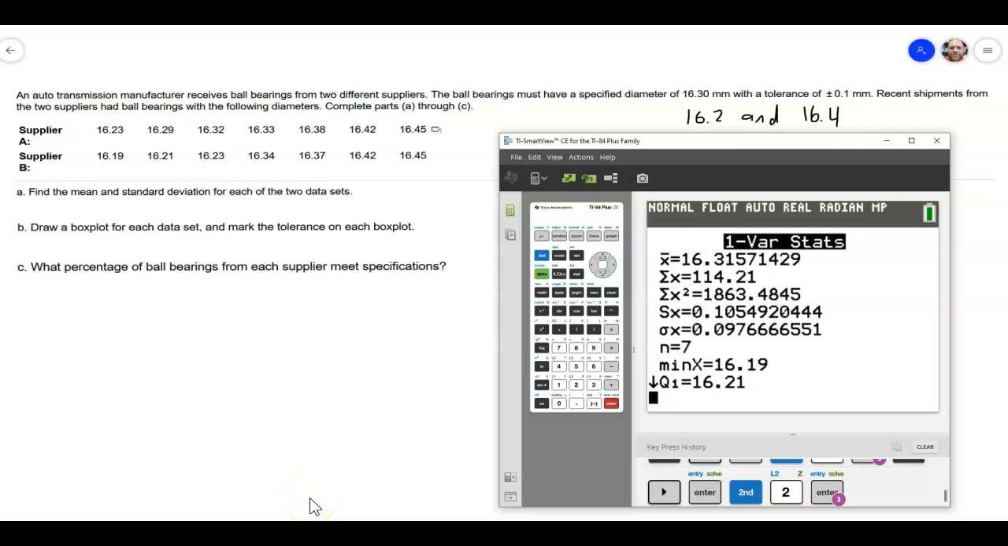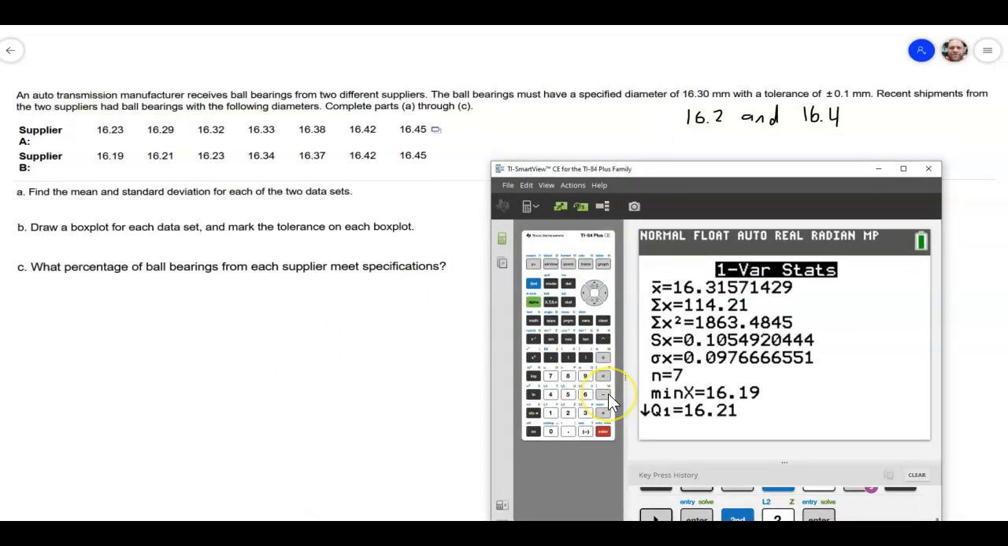Now the second one, it says draw a box plot for each data set and mark the tolerance on each box plot. All right. So this is going to be a little bit tricky, so you're going to need to follow with me a little bit here. I've already done this, but I want to show you how I did this. And you have to trick the calculator, because to mark the tolerance, what I did was I put in vertical lines. But since you can't really put in a vertical line since it's a function, normally, I kind of tricked it. And it's kind of a weird trick, but I'm going to show you what I did.